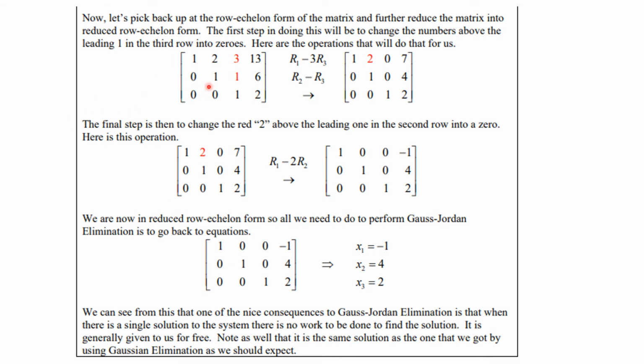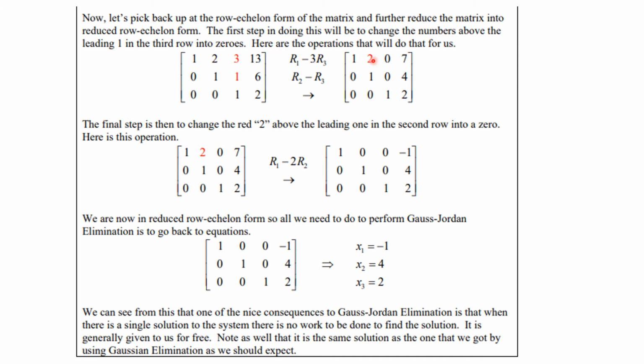Now, suppose we wanted to continue working and put this in reduced row echelon form. Well, we would have to eliminate this 2, and we would have to eliminate both the 3 and the 1. We do that in turn by taking row 1 minus 3 times row 3, and that ends up giving us this, and row 2 minus row 3 ends up giving us this. So that becomes the new row 2.